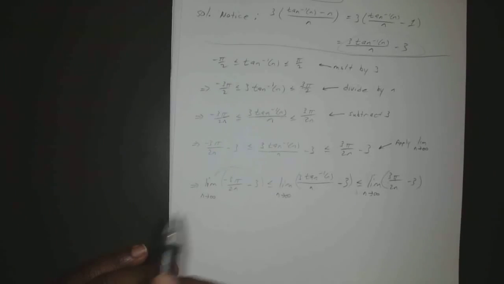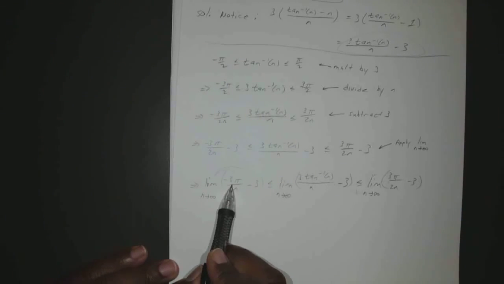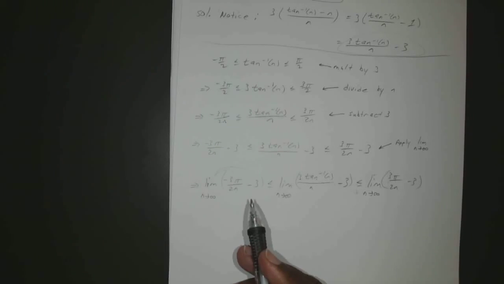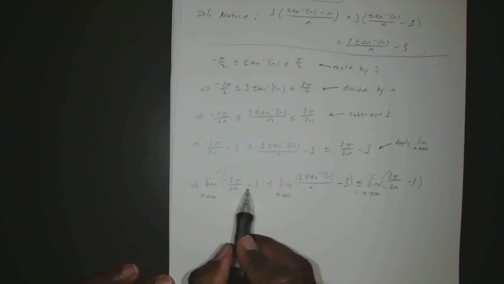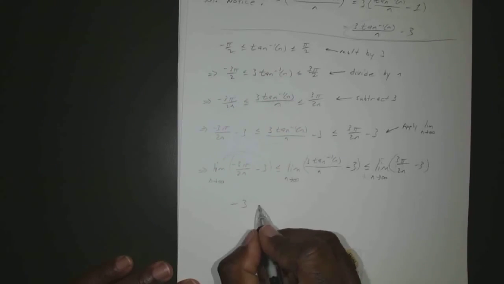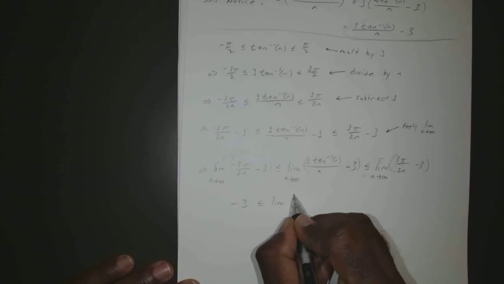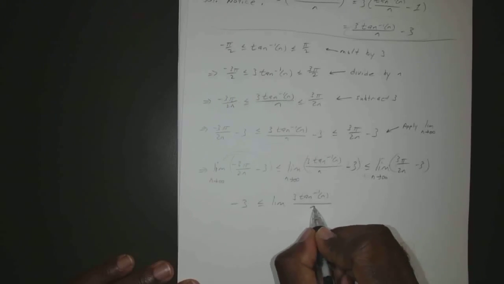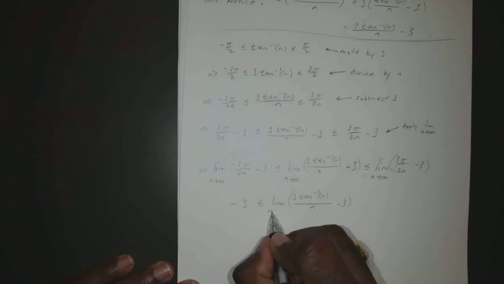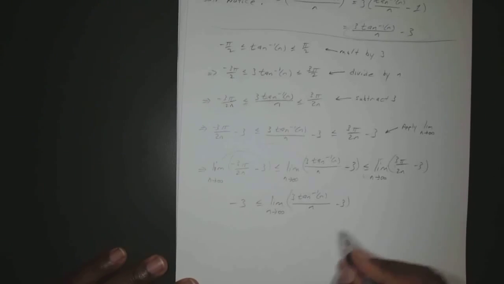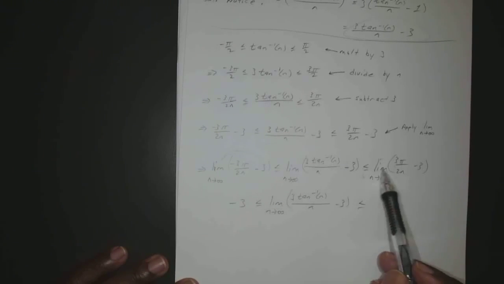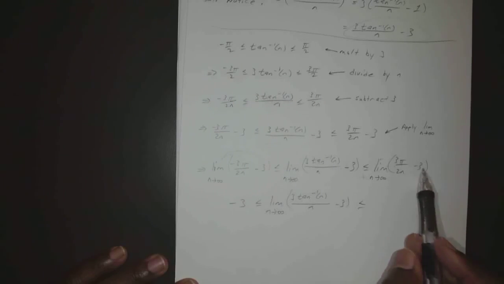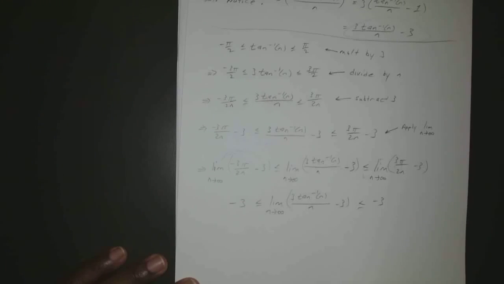Okay. So once again, if we did decide to distribute our limit, we know we have a constant divided by n that's getting bigger and bigger and bigger. So you have 0 minus 3. So this limit would end up being negative 3, which is less than or equal to the limit of 3 times tangent inverse of n over n minus 3 as n approaches infinity, which is less than or equal to, once again, a constant over an n that's getting bigger and bigger. So you have a limit of 0 minus 3, which again is negative 3.